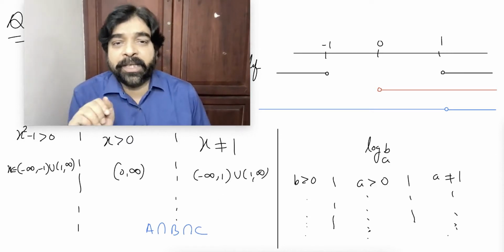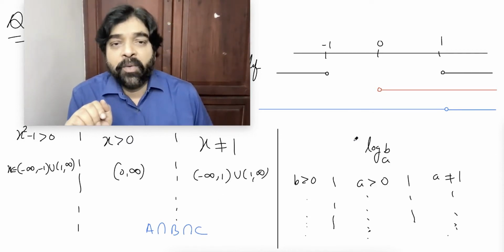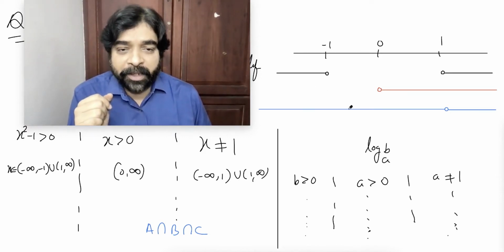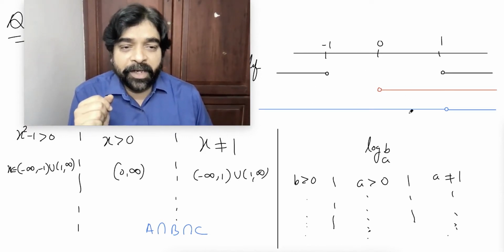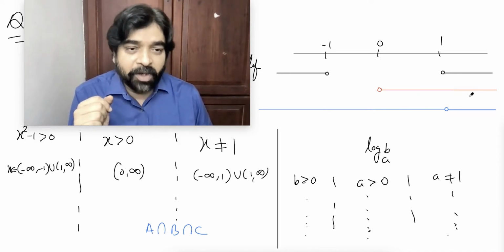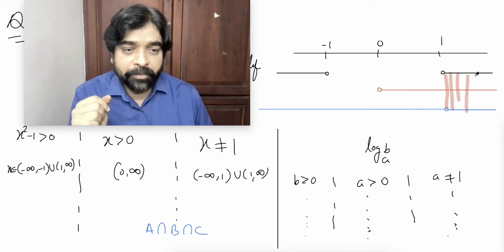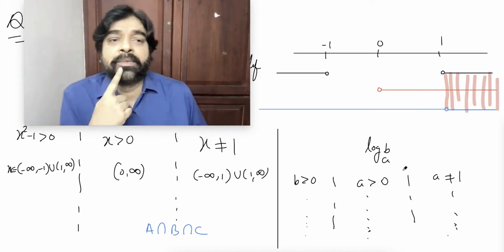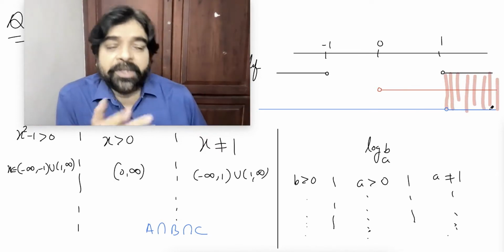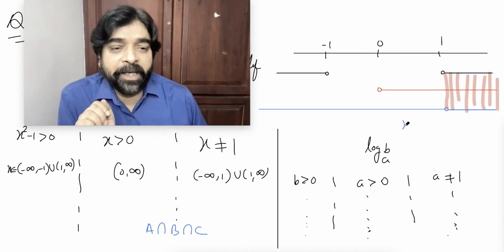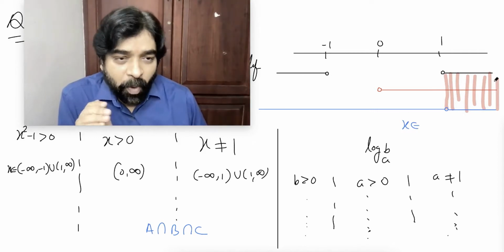Intersection means common values. Check where to where the values are common. Here only 2 intervals are common. Here only 1 interval. Here only 2 intervals. Here onwards 3 intervals are common. Can you see, all of you? Here onward 3 intervals are common. So it means our answer will be x element of 1 to infinity.